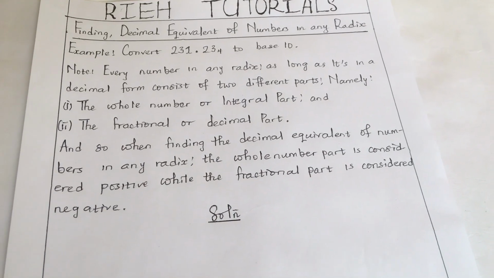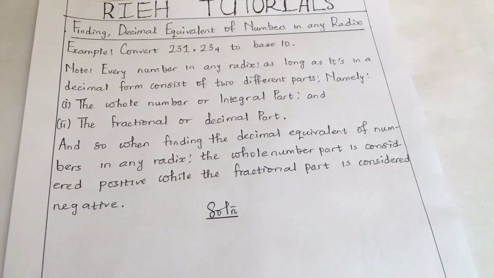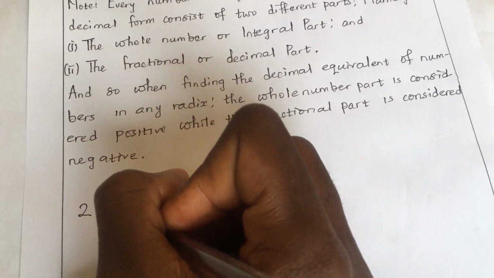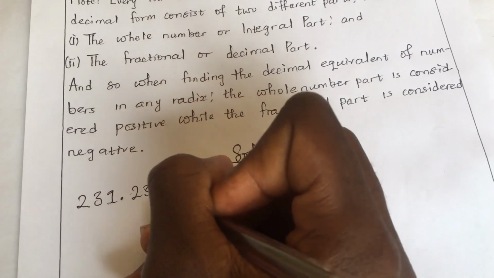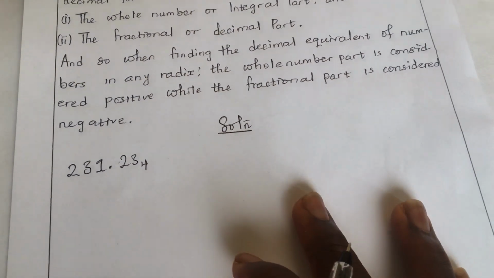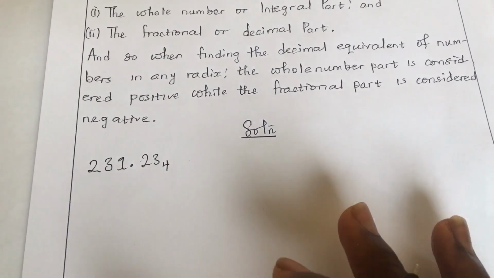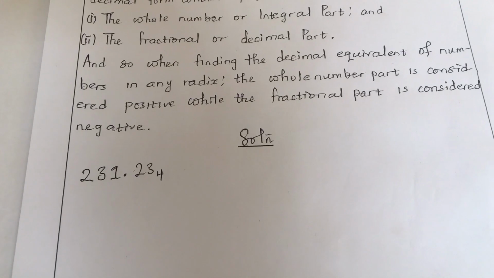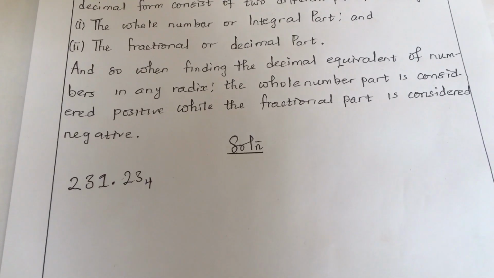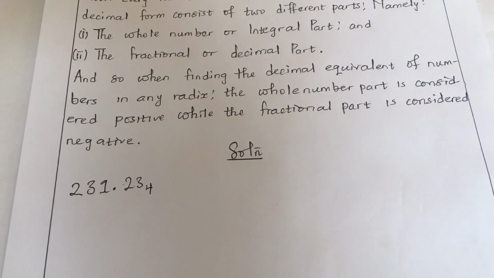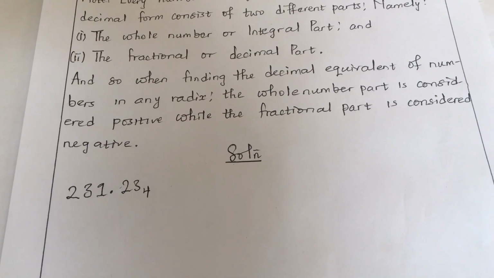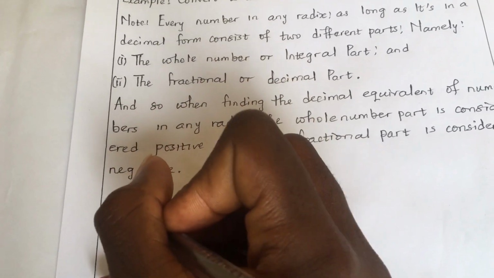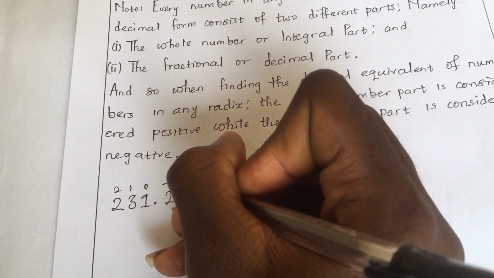So we are asked to convert 231.23 base 4 to base 10. So we have 231.23 to base 4. The decimal point has divided this number into two different parts, the whole number part and the decimal part, which I can call the left hand side and the right hand side. As we said earlier, the whole number part is considered positive while the other part is considered negative. So we can call this 0, 1 and 2, and this will be -1 and -2.